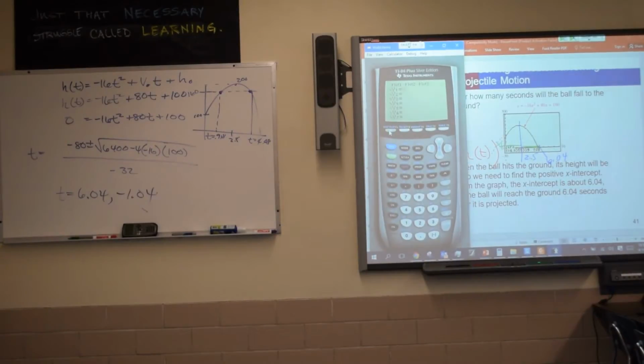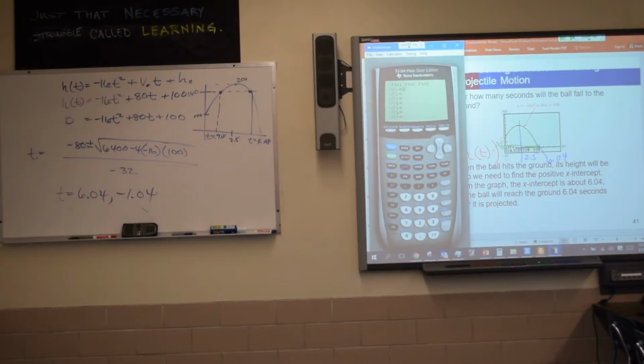Throughout the year, one of the goals that I have is for you to become a little bit more efficient with your calculator. Not necessarily let your calculator do the work for you, but to maybe enhance your work, to provide some insight to you that maybe you didn't have prior to using your calculator.